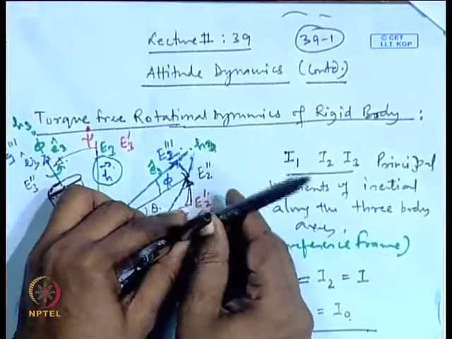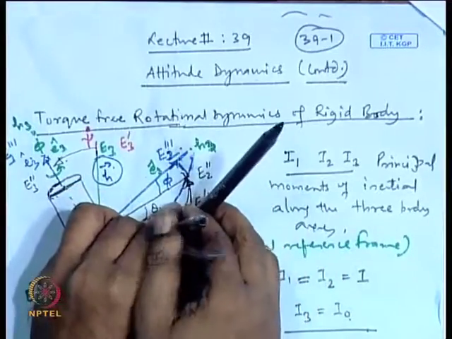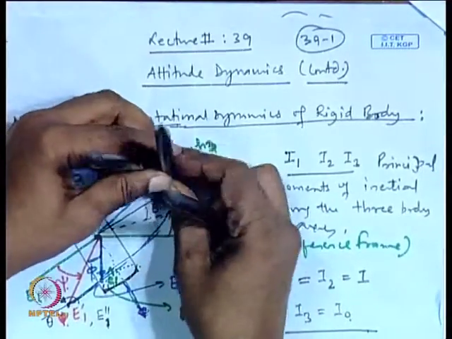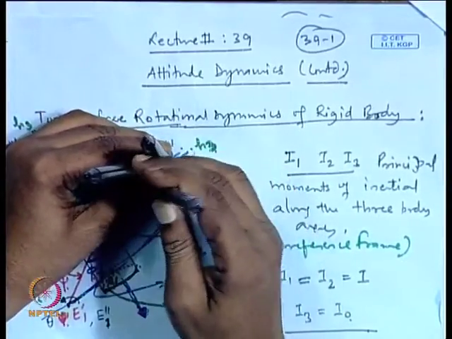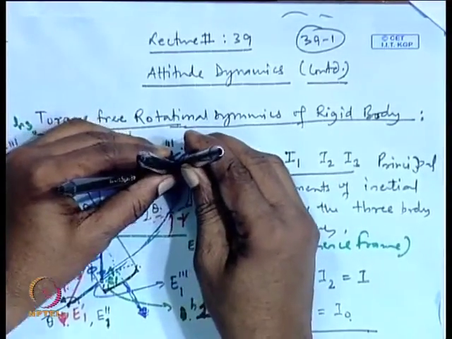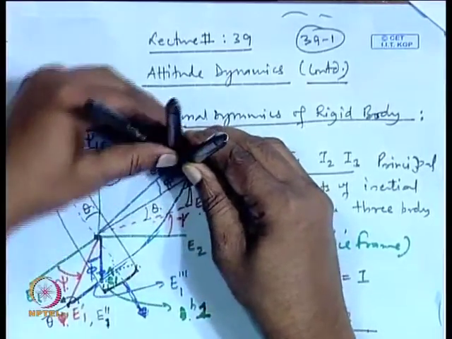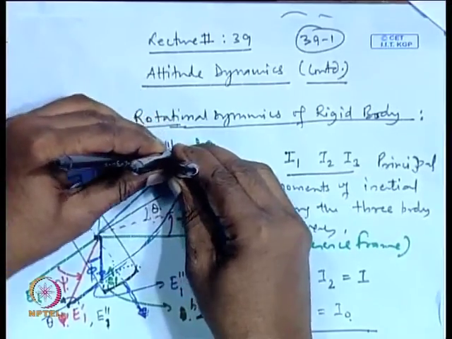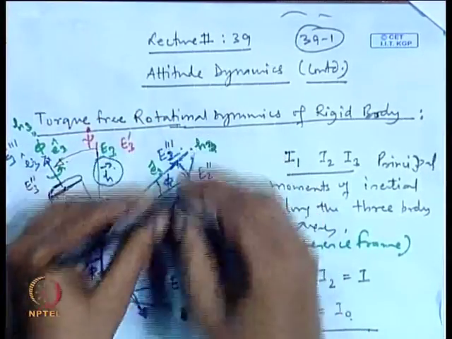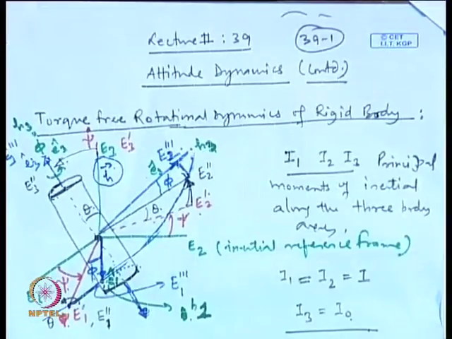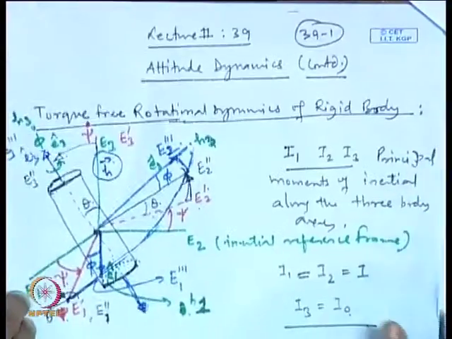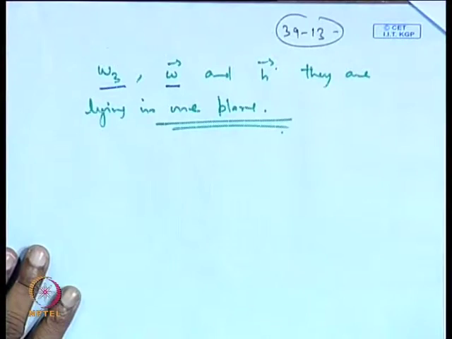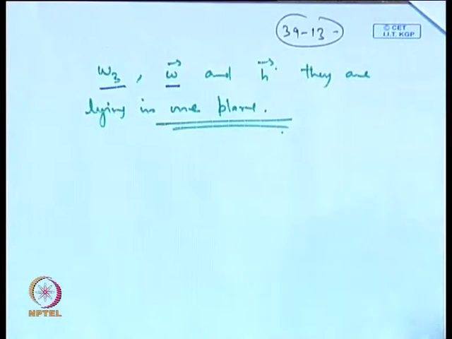And finally, this body is also precessing. So, the omega vector will precess in this manner. This is your h vector, this is the omega vector, this is the omega 3. So, it is precessing like this. You see here, suppose it starts in this way, so it is rotating like this. So, always they are lying in the same plane. This is what we conclude from the mathematical derivations we have done till now. Okay. So, this is our very important conclusion.